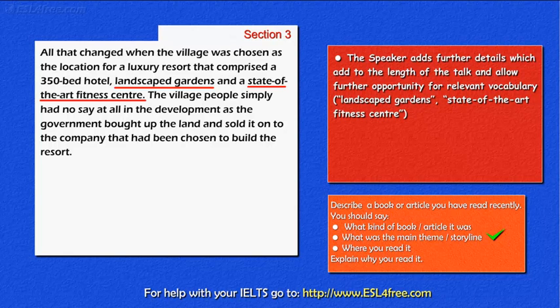The speaker adds further details which add to the length of the talk and allow further opportunity for relevant vocabulary. Landscape gardens, state-of-the-art fitness centre.